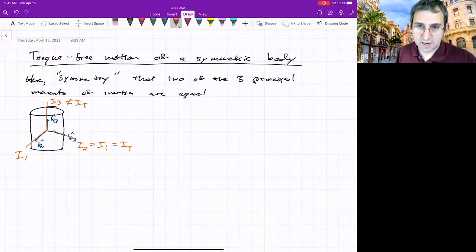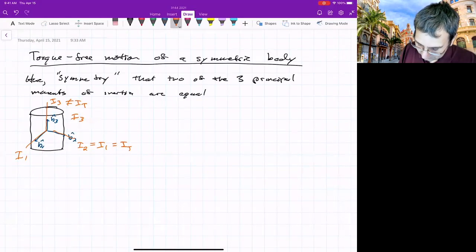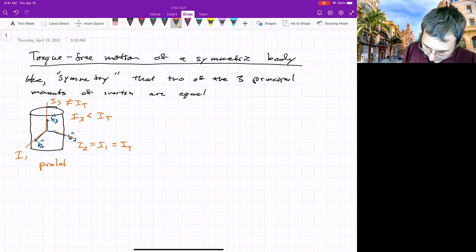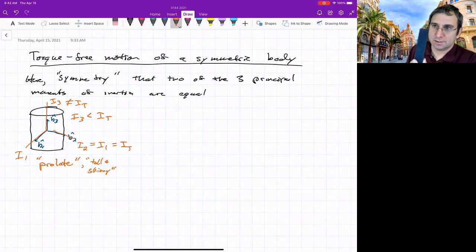And in fact, in this case I3, if you think of the amount of mass that's perpendicular to that axis, it's going to be less than about either v1 or v2. So this is going to be less than IT. So this is a situation called prolate. It's like tall and skinny things. This would also qualify, right? What is this, like a block, where the cross section is square.